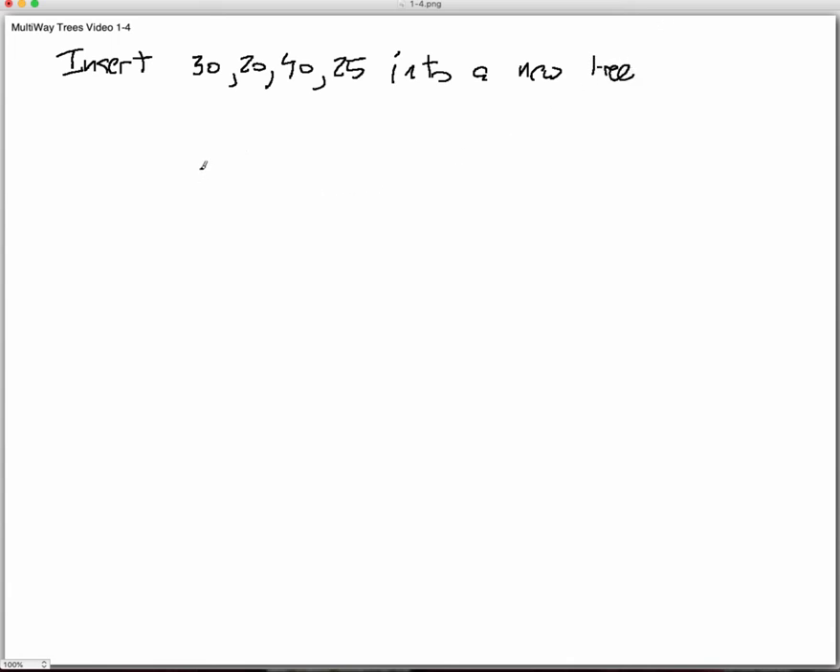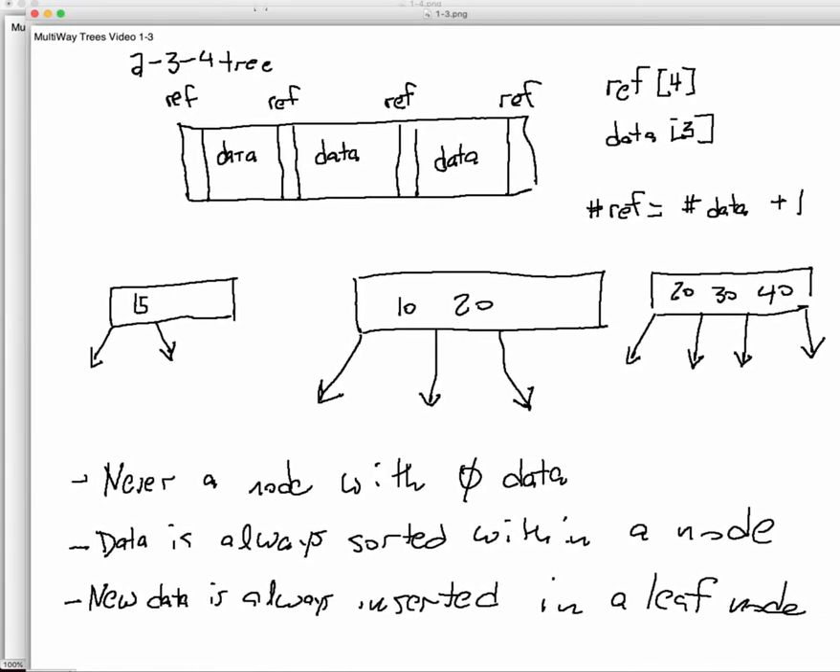So imagine that I want to insert $30, 20, 40, 25 into a new tree. Initially the thing is empty, and I'm going to take some liberties here, and I think you're okay with that, that I'm not going to be formal and draw all these boxes. I'm going to draw my nodes like this. It just makes the drawing of these things a whole lot easier.